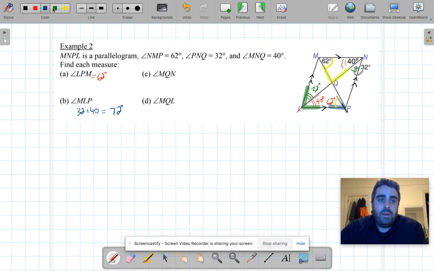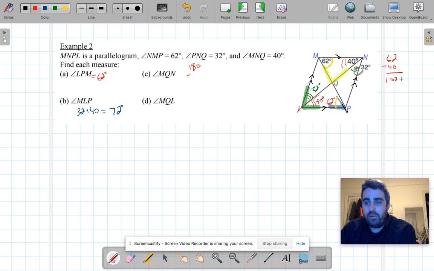And we already know two of the angles within this triangle MQN, this whole thing. So we know that the interior angles of a triangle sum to 180 degrees. We know this is 62. We know this one is 40. So we can simply say 180 minus the sum of 62 and 40. And we know 62 plus 40 is 102. So 180 minus 102 gives me 78 degrees. So this measure is 78 degrees.